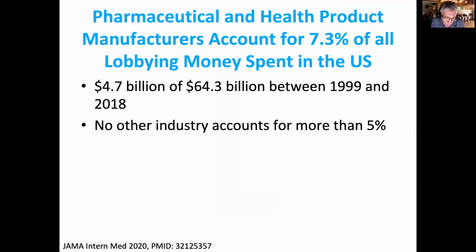I would argue that the primary way that drug companies keep the cost of drugs high is by being very clever with lobbying efforts at the federal level. They use regulatory capture and other strategies to keep prices high. So you see that drug companies alone account for a little over 7% of all the lobbying spent in the United States. No other industry accounts for more than 5%, not even energy.